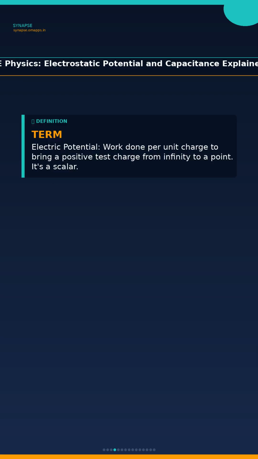Okay, here's a key definition. Electric potential is the work done per unit charge to bring a positive test charge from infinity to a point. It's a scalar quantity. Got it? This means it's just a number, not a direction.